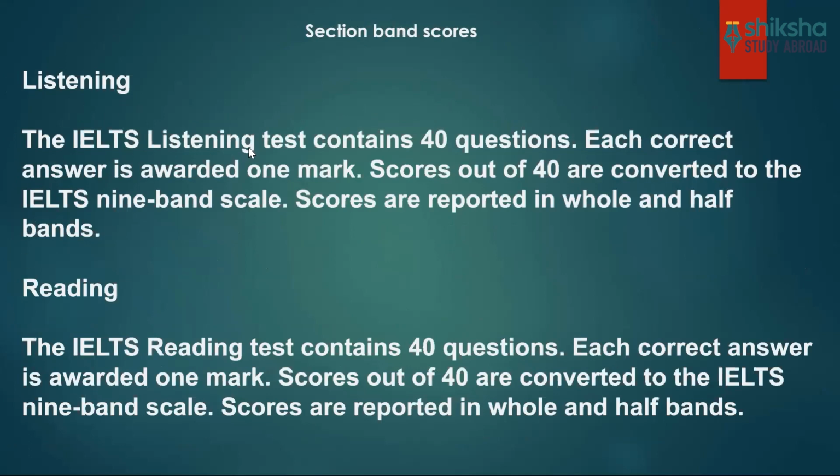Let's read about it. The IELTS listening test contains 40 questions in total, and each correct answer is awarded 1 mark. Scores out of 40 are converted to the IELTS 9 band scale. Scores are reported in whole and half bands. Whereas in reading, the IELTS reading test contains again 40 questions. Each correct answer is rewarded 1 mark. Scores out of 40 are converted to the IELTS 9 band scale, and scores are reported in whole and half bands, just like listening.